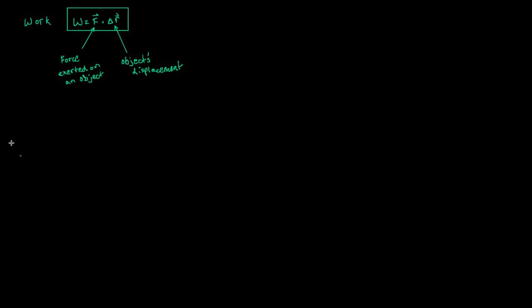The first thing that I want to point out is that there is no arrow over the W, which means that it is a scalar quantity. It is a scalar quantity, meaning that it has a magnitude, it has a strength, you can put a number to it, but it does not have a direction.